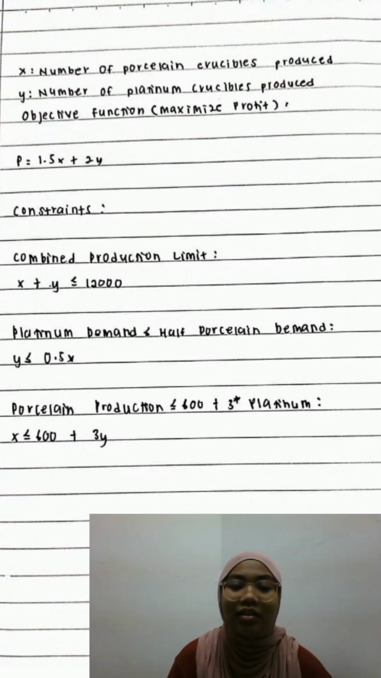It states that the number of porcelain crucibles cannot be greater than 600 units plus 3 times the number of platinum crucibles produced. This potentially reflects a production capacity limitation for porcelain crucibles, or a strategic decision to maintain a certain ratio between the two types.